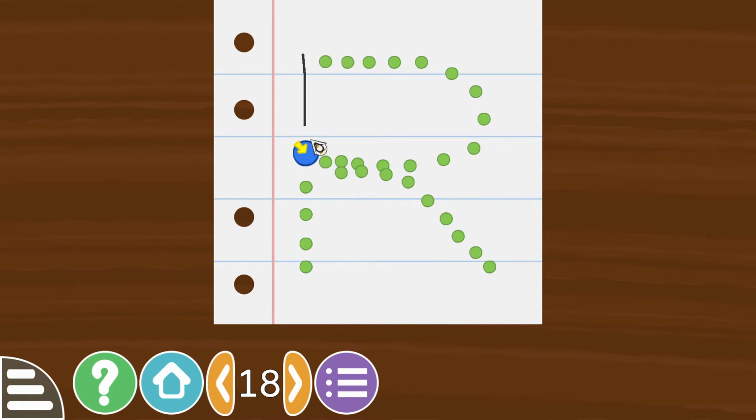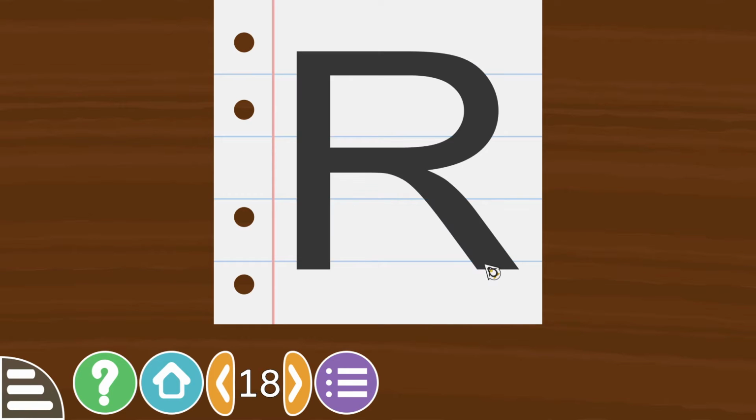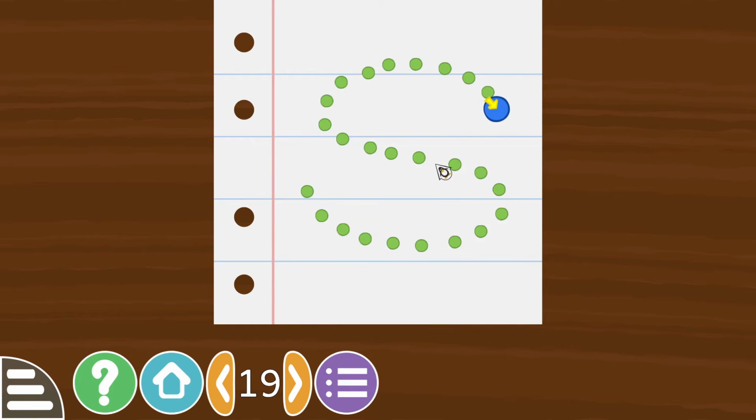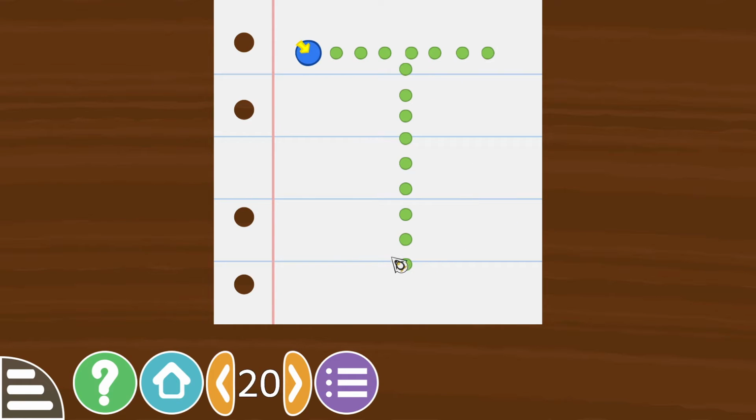R is a vertical line on the left with a curve identical to a P, and then a line that comes from the middle down to the bottom right, similar to the bottom half of a K. An S is wavy that starts at the top right and then works its way around to the left hand side and then curves back around to the bottom and then back up again.